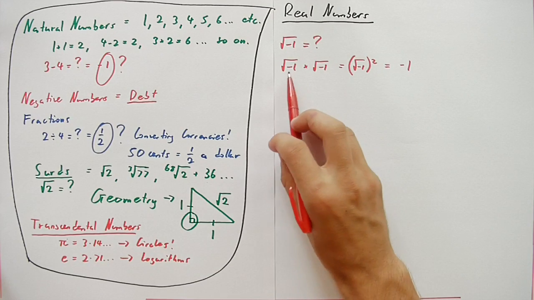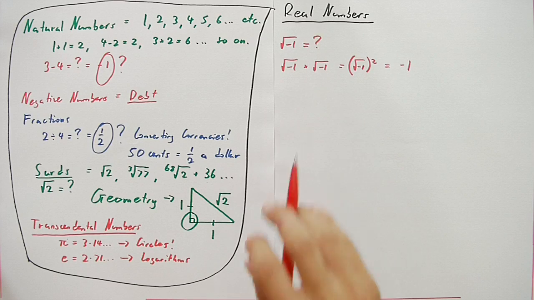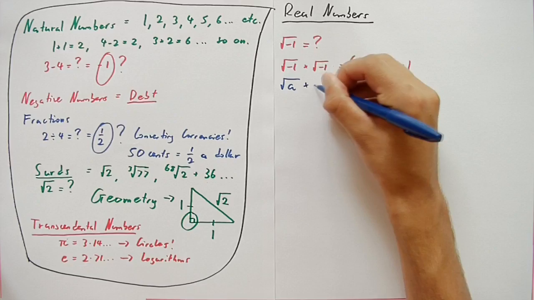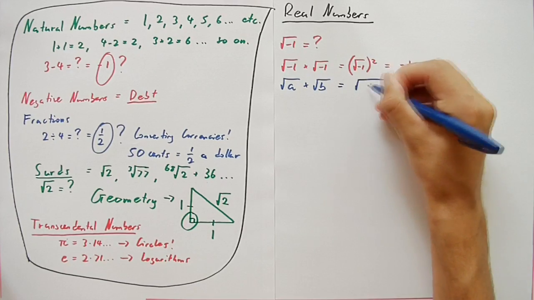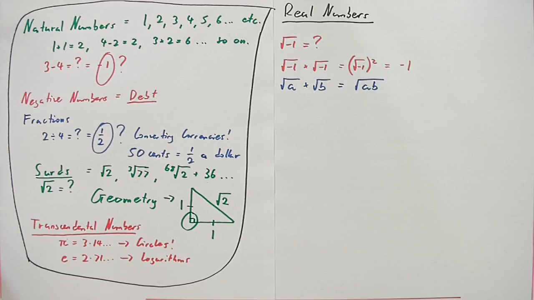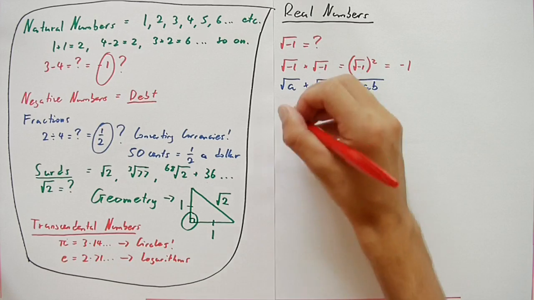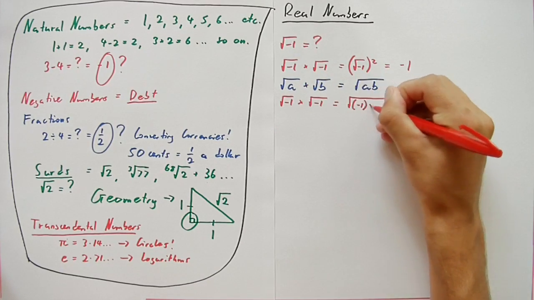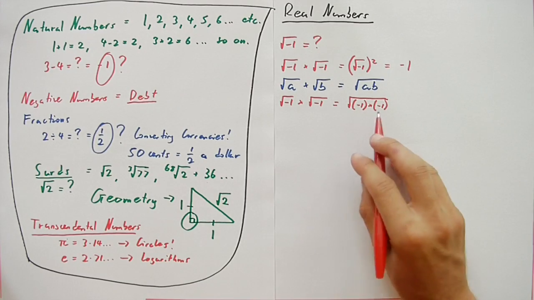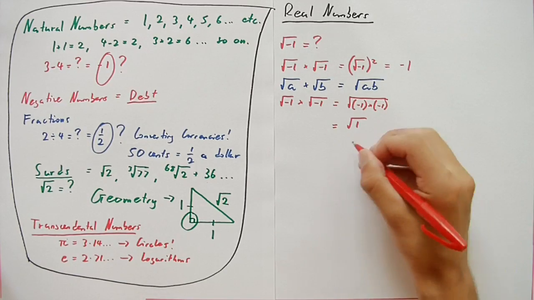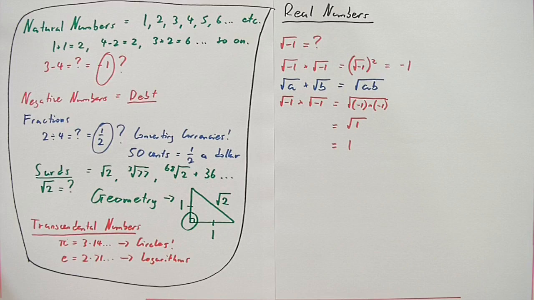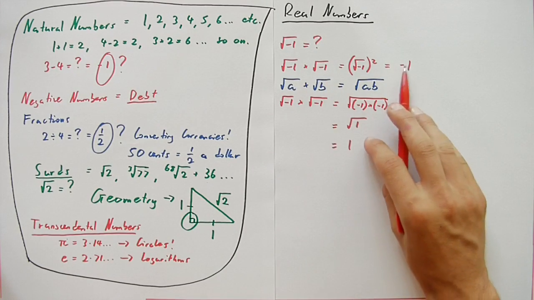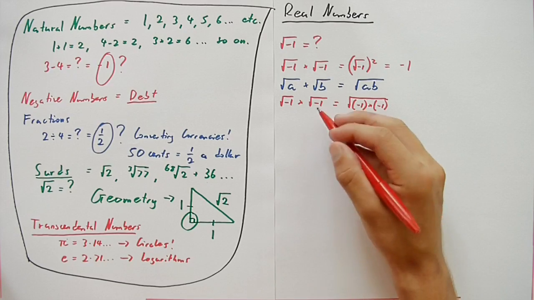But if we look here, what we have is the product of 2 square roots. And there's a rule in algebra that says the square root of a times the square root of b is equal to the square root of a times b. So let's use this rule here, and so we'll get the square root of negative 1 times itself is equal to the square root of negative 1 times negative 1, which is just the square root of 1, which is just 1. But before we said that the square root of negative 1 times itself was equal to negative 1. So that would mean negative 1 is equal to 1.